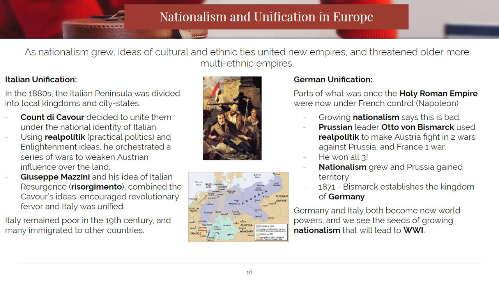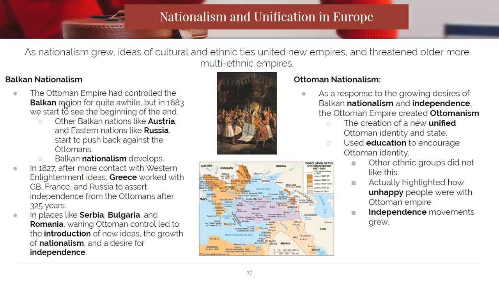Now, this is a really important slide. We didn't have time, with everything that was going on last semester, to talk about Italy and Germany, but Italy and Germany get unified in the 1860s and 1880s. Germany becomes much more powerful than Italy does. Italy, if you remember, was a country that lost to Ethiopia.